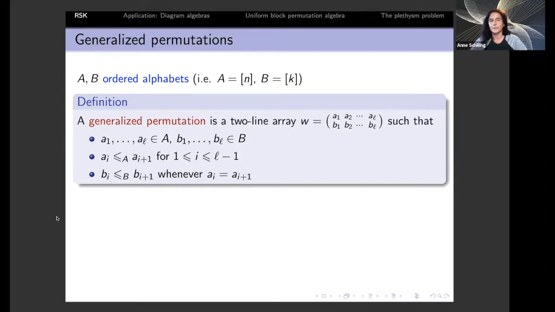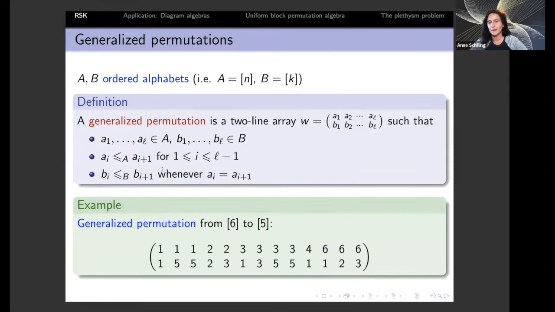Here's a simple example. My alphabet A is the numbers from 1 up to 6, and the alphabet B is the numbers from 1 up to 5. You can see the top line consists of numbers from 1 up to 6, and they are weakly increasing. My bottom line consists of numbers from 1 up to 5.